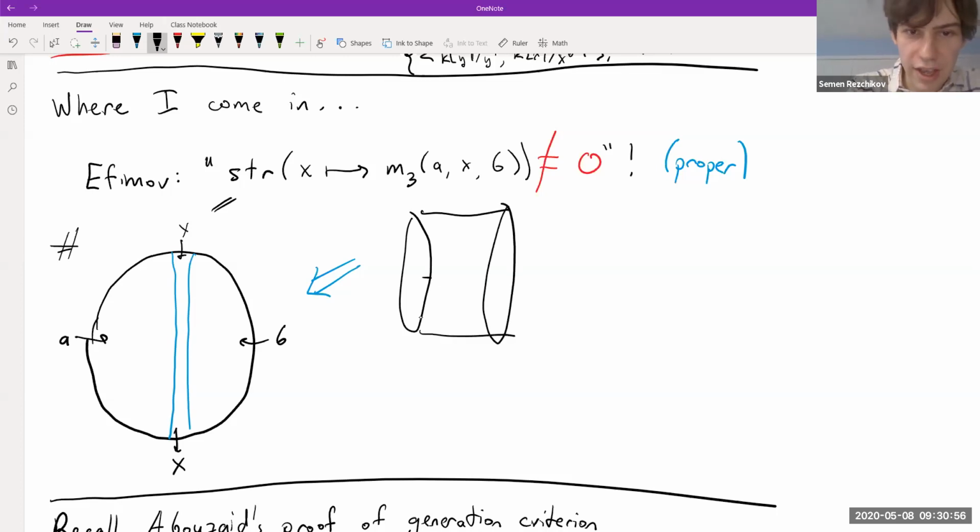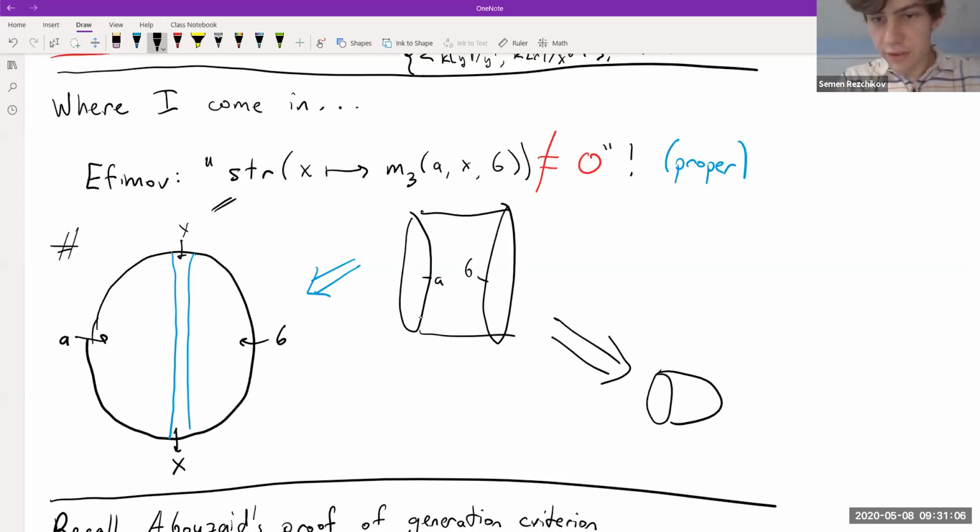So here's an A and here's B. And now, how does this moduli space of annuli degenerate? Well, it can degenerate in one more way where the annular parameter becomes really big. This is A and B. But this is like a codimension 2 degeneration.